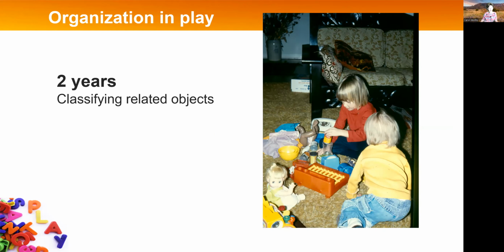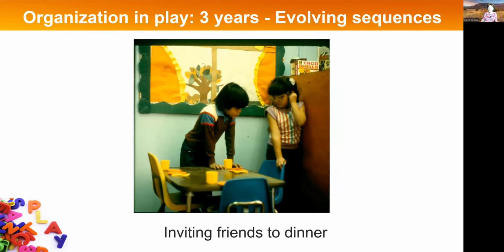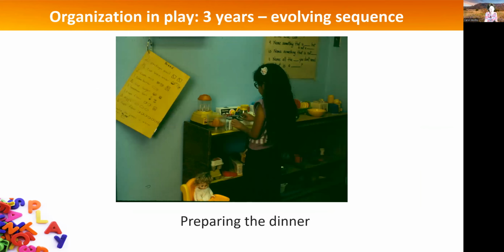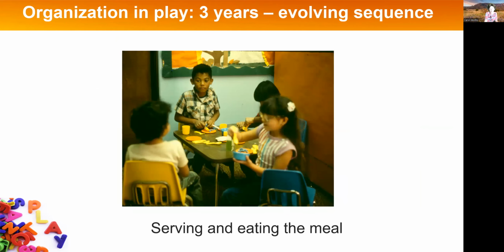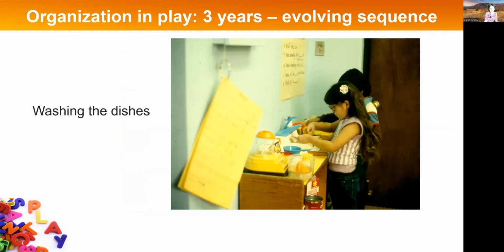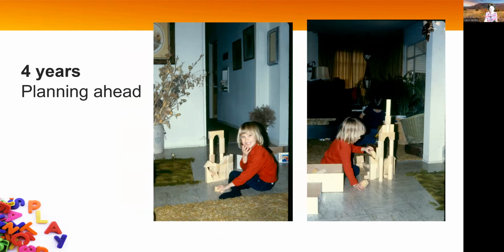Two-year-olds are classifying related objects. So these youngsters have pulled out the items that you would use for eating and cooking. Three-year-olds engage in an evolving sequence. They don't plan it out ahead of time, but as they finish one aspect of the play, what would be next? Here we see Ernestine and her friends. They're inviting friends to dinner. They prepare the dinner. They serve and eat the meal. They clear the table. They wash the dishes.